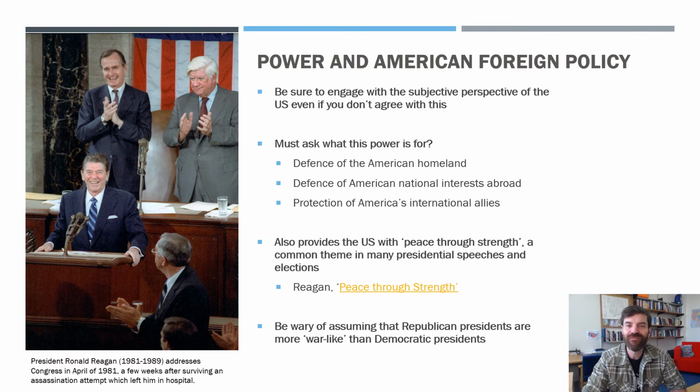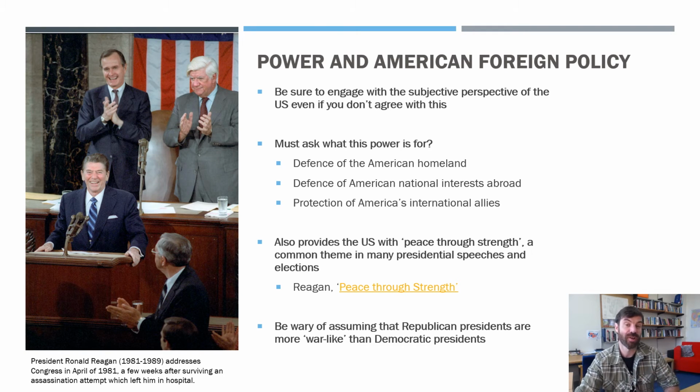Now, this emphasis on military power and realism may seem aggressive and warlike, and it often is, but this isn't necessarily so, or at least not always from an American perspective. And this is a really important thing to note on the module, but I think in intellectual terms in a broader sense. And this is that the US's subjective experience of the international system and indeed international politics will often differ from our own.